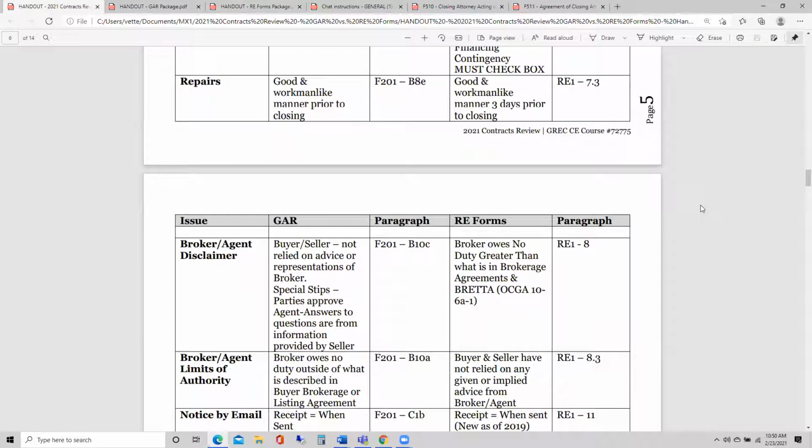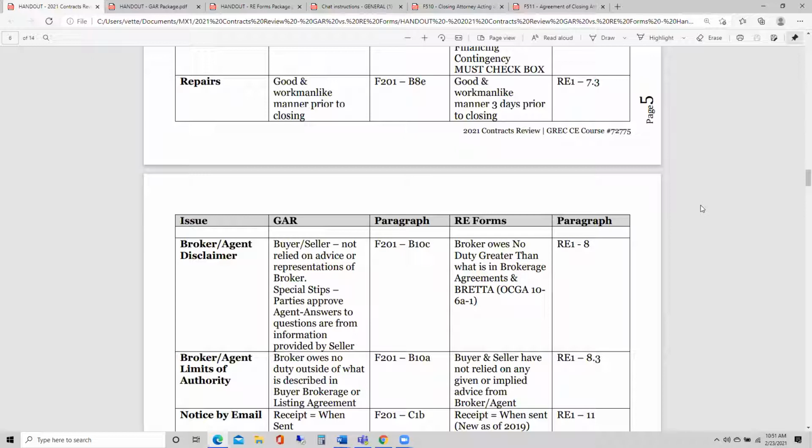Repairs. How are repairs addressed in the contracts? Both of them say that they must be done in a good and workmanlike manner. The GAR contract package has pre-printed that they must be completed prior to closing, and the RE Forms contract package states that they must be completed 3 days prior to closing. Now, there are many agents and buyers and sellers that address repairs even further in a special stipulation. I'm just going over what's pre-printed in the contract.